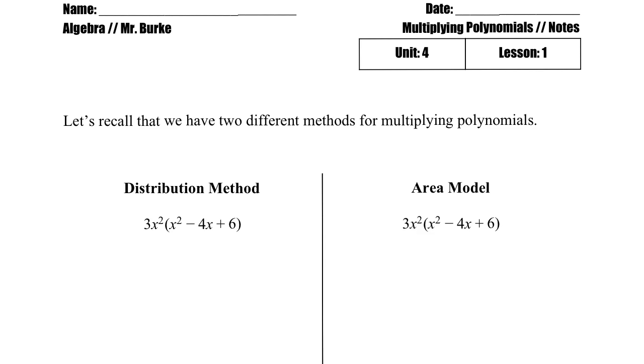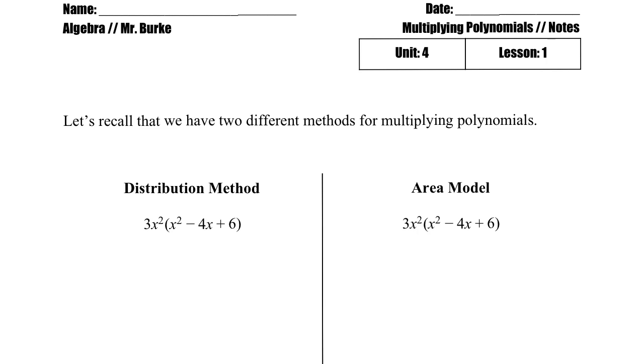All right, so if you remember, this lesson is actually review. Way back in Unit 1, all the way back at the beginning of the year, we learned two different ways to multiply polynomials. One way was just using straight up distribution, and one way was the area model. So we're going to review those.